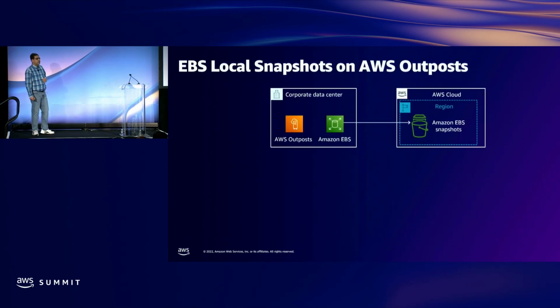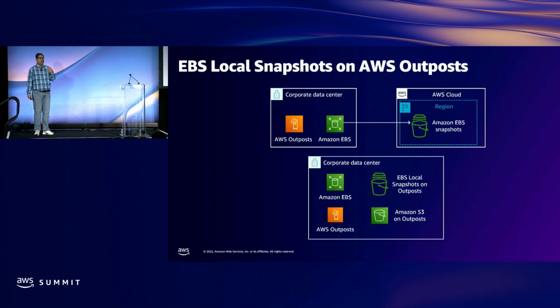For that middle bucket, when we launched Outposts, customers started using Outposts. EBS was launched when Outposts was available. And so you could put Outposts in your corporate data center, and EBS was stored on it. And then in order to take a snapshot, you would copy that snapshot to a region. And if that region doesn't happen to be in your jurisdiction, you couldn't meet your data residency needs. So what we launched is 2 things. One, the Amazon S3 team launched S3 on Outposts. And then building on top of it, we launched EBS Local Snapshots on Outposts.